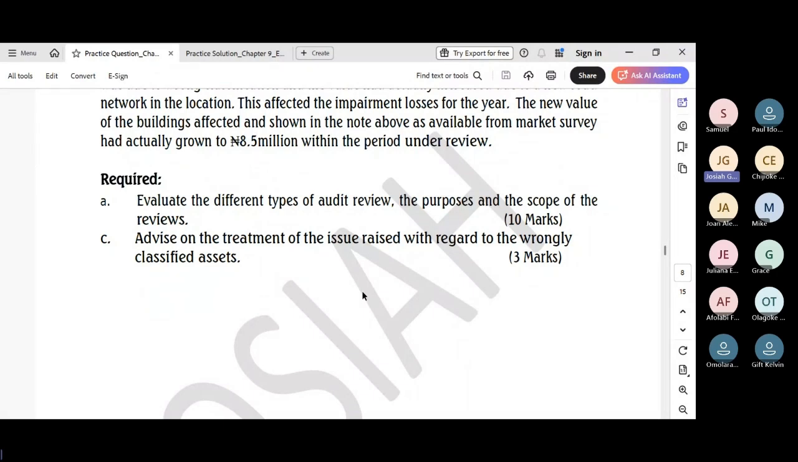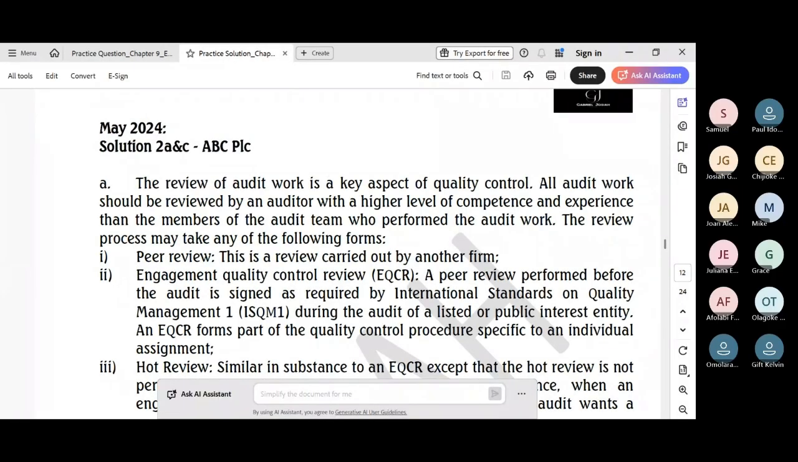Number 2, advise on the treatment of the issue raised with regards to wrongly classified assets. Don't forget that this review A part also connects to chapter 5, audit approach, on ISQM 1, ISQM 2, engagement quality review, and all those kinds of reviews. So these concepts are also interconnected with chapter 5. If you see some questions in chapter 5, the concepts tested or repeated in chapter 5 are almost the same concepts that could be tested under any of these chapters.